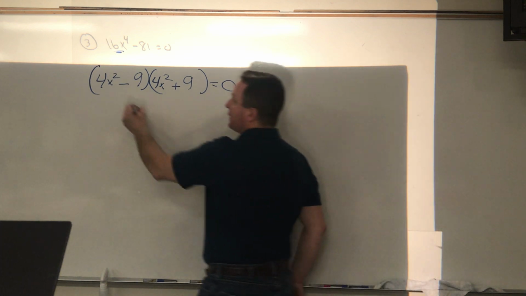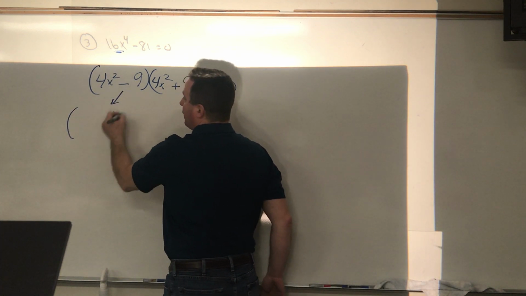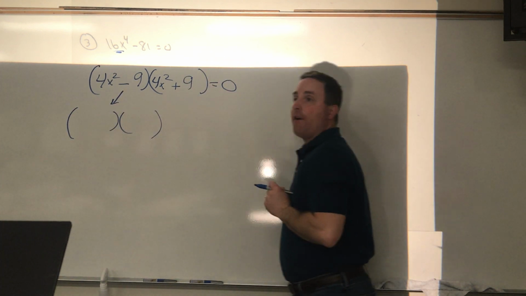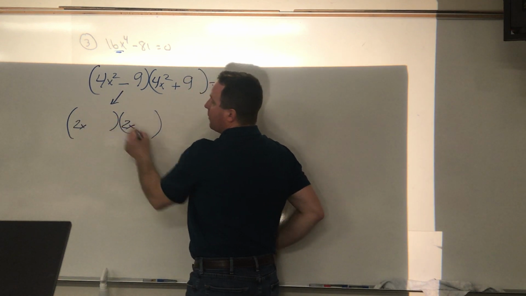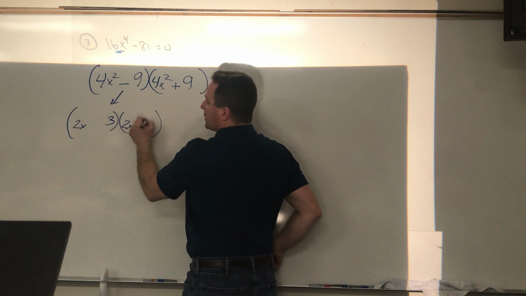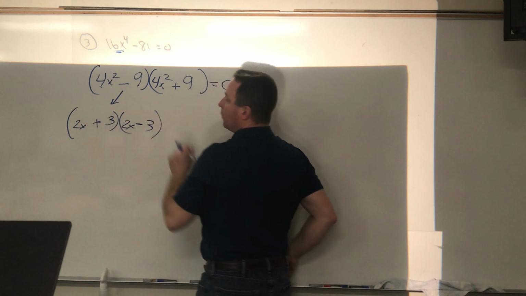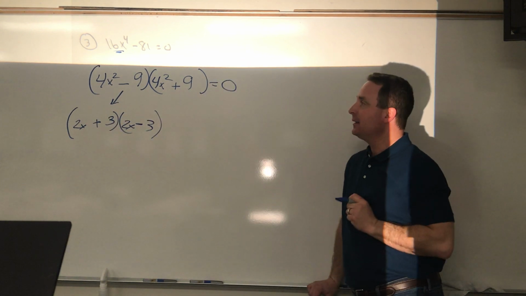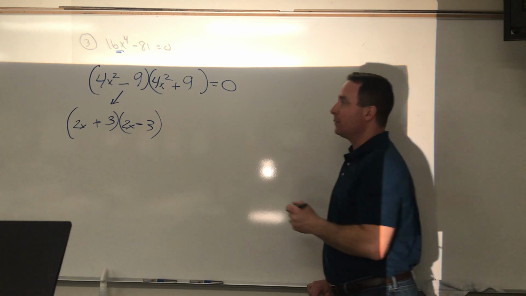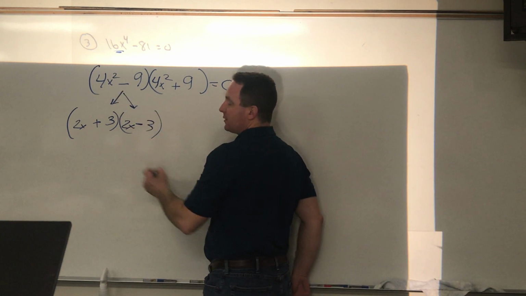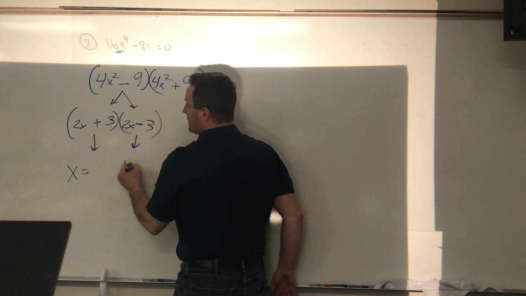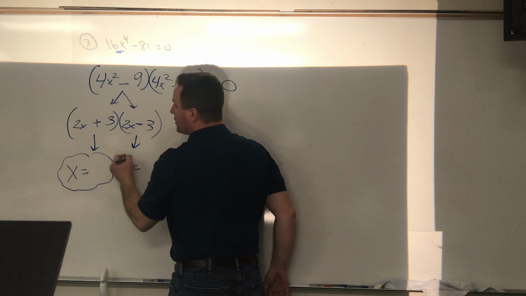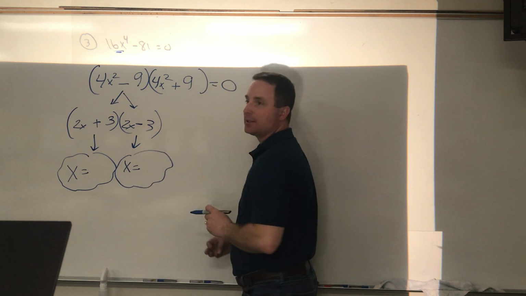Maybe you recognize this first one as being a difference of perfect squares again. 4 is a perfect square. I could do 2x and 2x. 9 is a perfect square with 3 and 3. One is plus and one is minus. That one factored out one more time into those two pieces. And again, if I use my shortcut here, let's see if you guys can remember this. I have 2 solutions staring at us there.